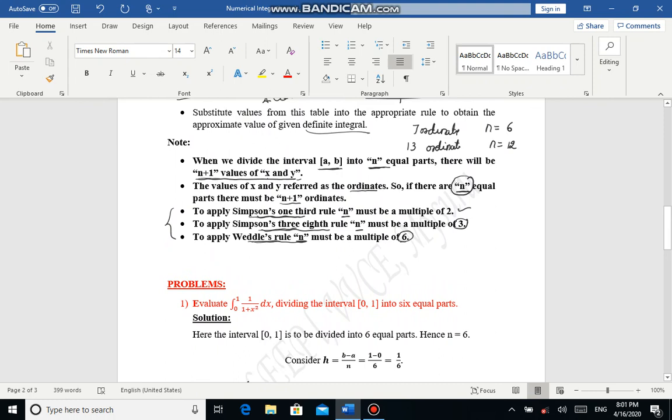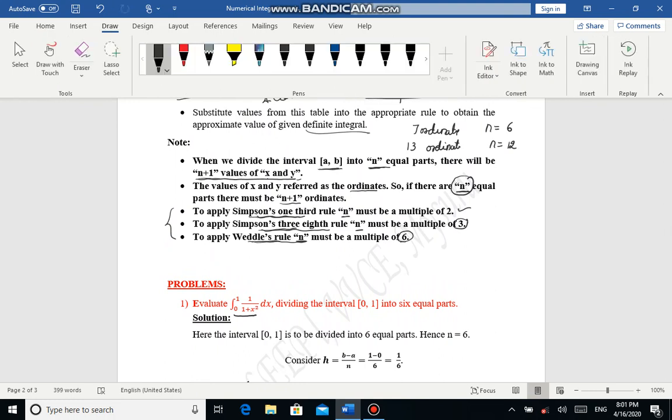First problem: evaluate the integral from 0 to 1 of 1 by 1 plus x square dx, dividing the interval 0, 1, where 0 is the lower limit and 1 is the upper limit, into 6 sub-intervals. Here the method is not mentioned, so you can apply any method, depending on the number of intervals. I will tell you that later.